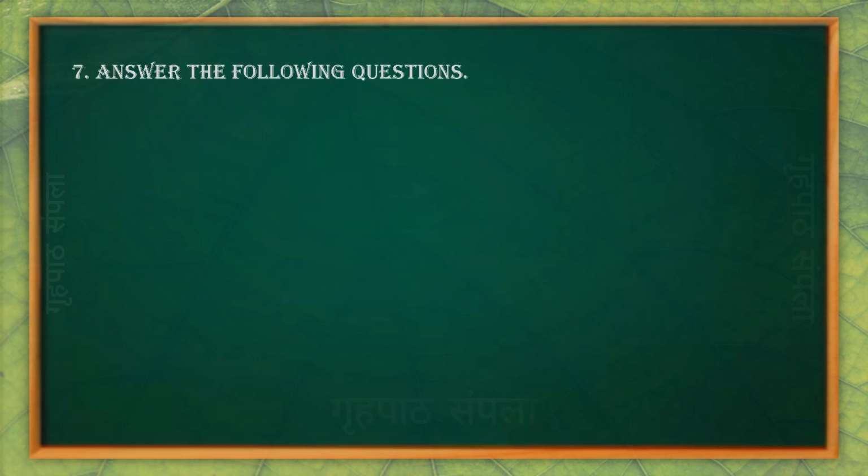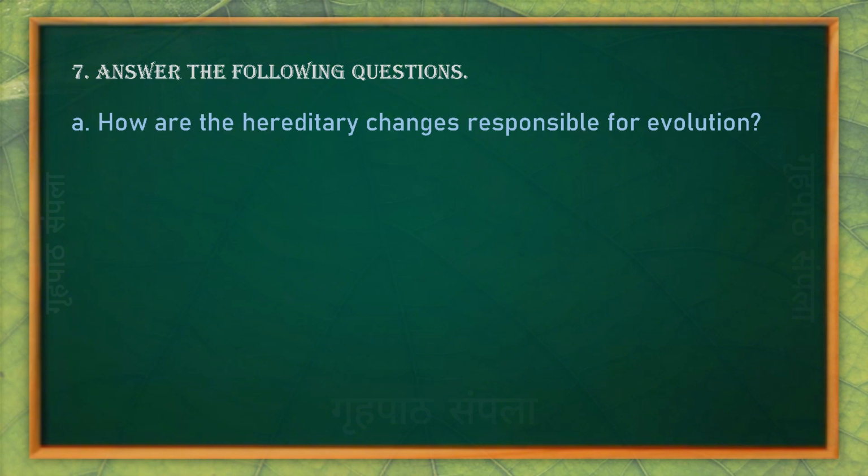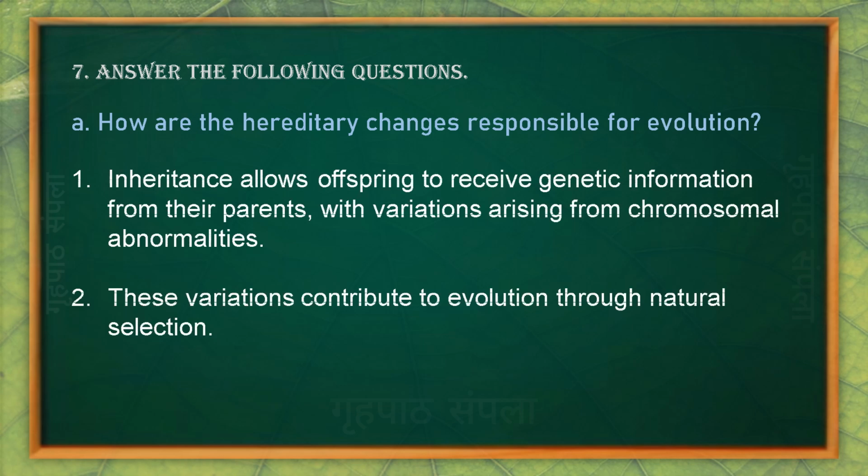Question number 7. Answer the following questions. A. How are the hereditary changes responsible for evolution? 1. Inheritance allows offspring to receive genetic information from their parents, with variations arising from chromosomal abnormalities. 2. These variations contribute to evolution through natural selection.